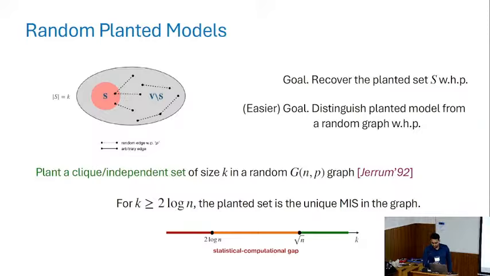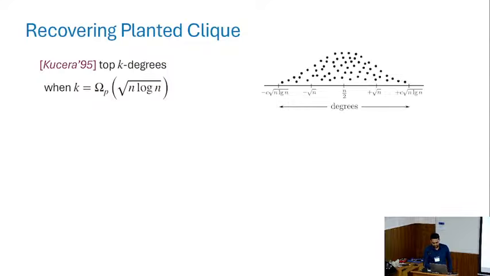And you could also consider an easier goal, a hypothesis testing variant, where you just want to distinguish this model from a null model, which is just a random graph, and we'll also talk a bit about that. So what do we know about algorithms for doing this?